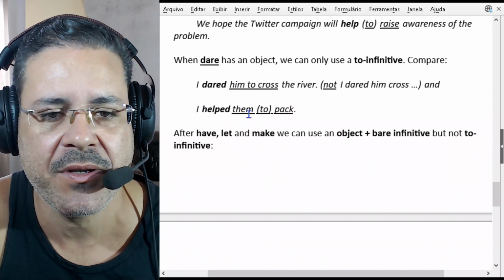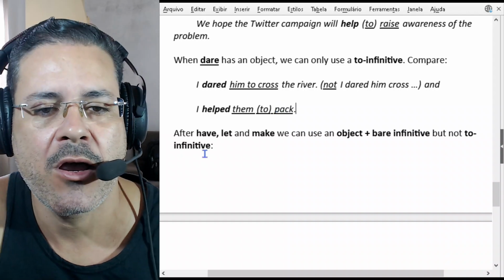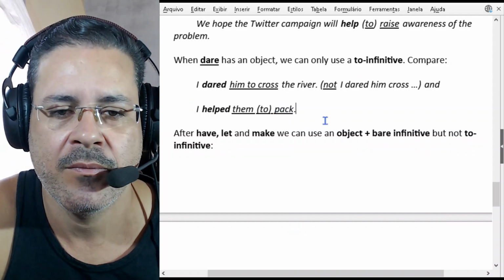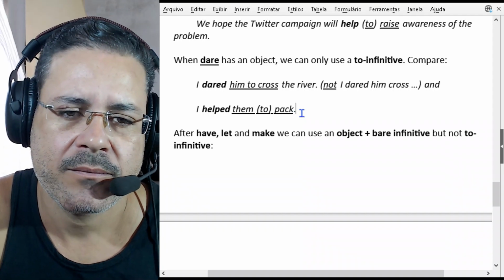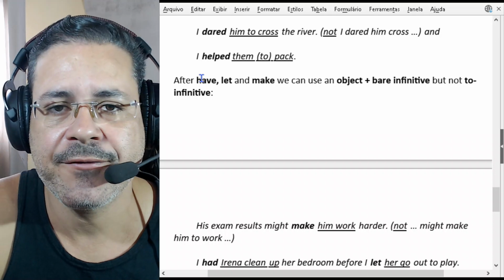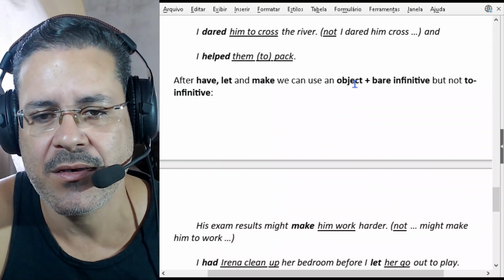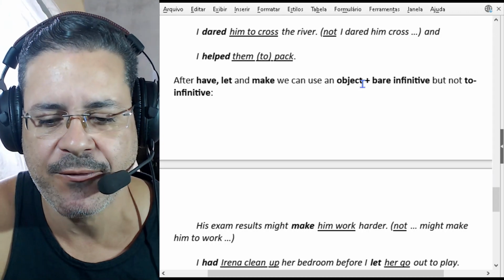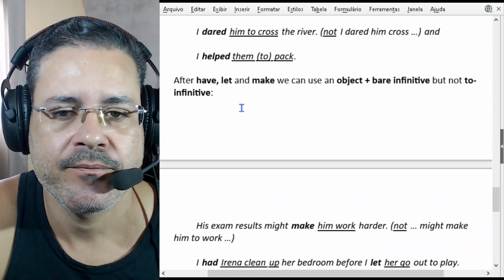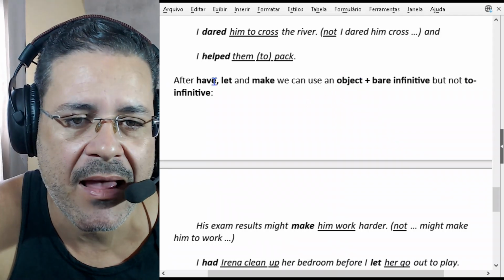And I helped them to park. Or I helped them park. Both ways are acceptable. Okay, moving on. After the verbs have, let, and make, we can use an object plus bare infinitive, but not to infinitive. Remember, object plus bare infinitive with the verbs have, let, and make.